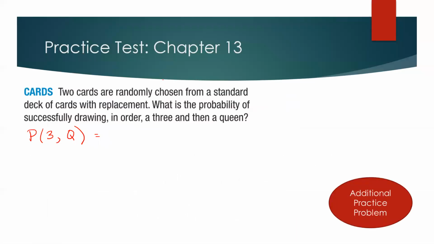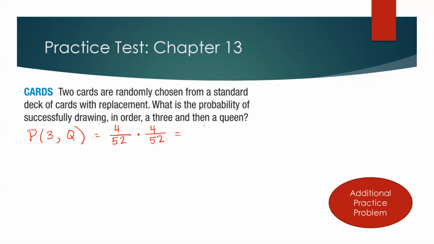So we're going to multiply the probability of getting a 3 by the probability of getting a queen. There are 4 3s in a standard deck of 52 cards: a diamond, a heart, a spade, and a club, each of which has one 3. Because they're putting the card back, let's say they got a 3 the first time, the probability of getting a queen, there are also 4 queens, and there are still 52 cards.